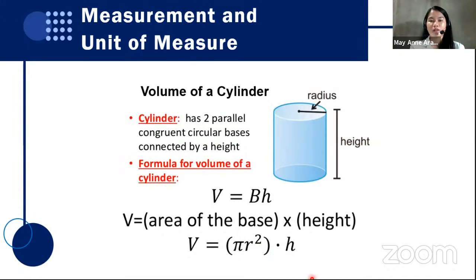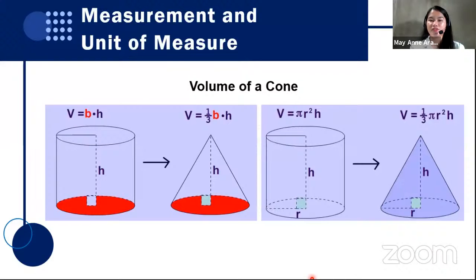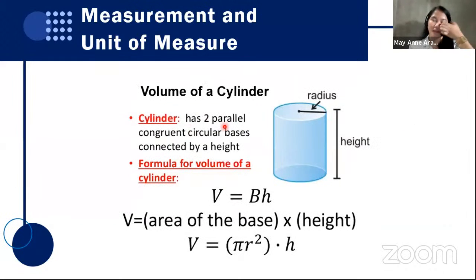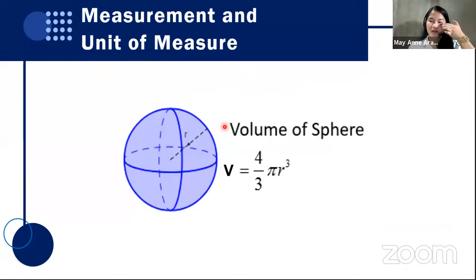No. And for the cone, this is just 1/3 of the area of the cylinder. So for the cone, you just have V or volume is equal to 1/3 times pi r squared, the area of the circle, times the height. No? May nadagdagan lang ng 1/3 yung sa cylinder. And for the spheres, it's just 4/3 times pi r cubed. This is the easiest. 4/3 times pi r cubed.